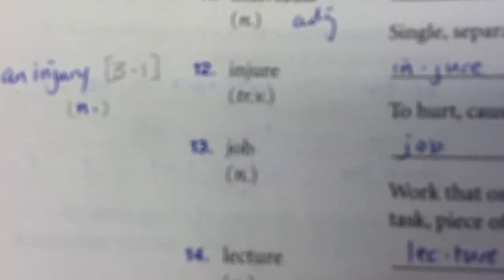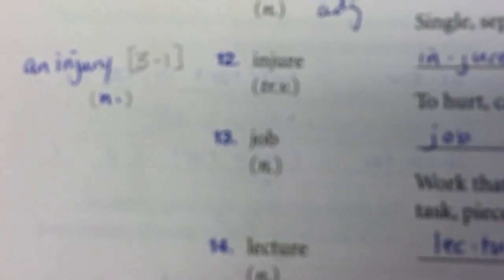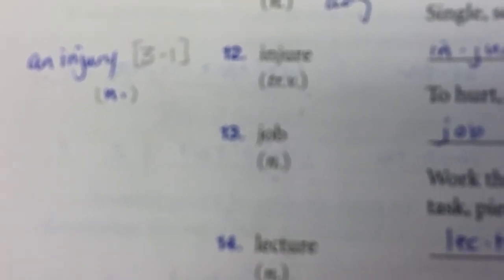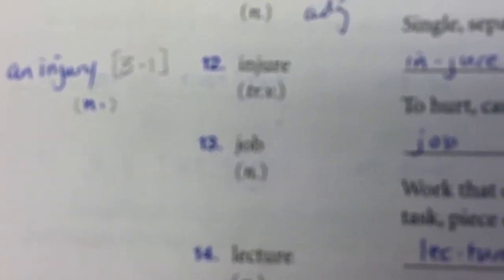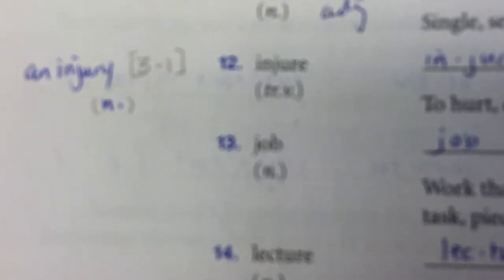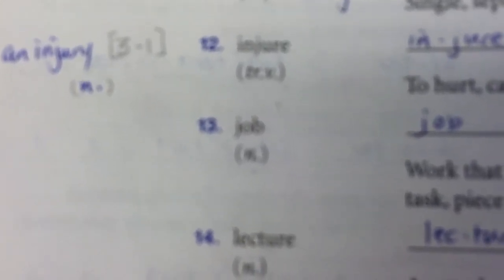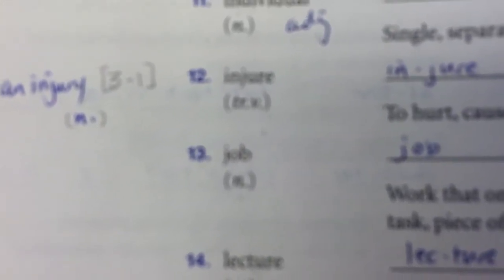I-N-J-U-R-Y. How many syllables? Three. Where's the stress? One. Right. How would you divide that word? I-N dot J-U dot R-Y. Right. Okay. So that comes from the same word family.